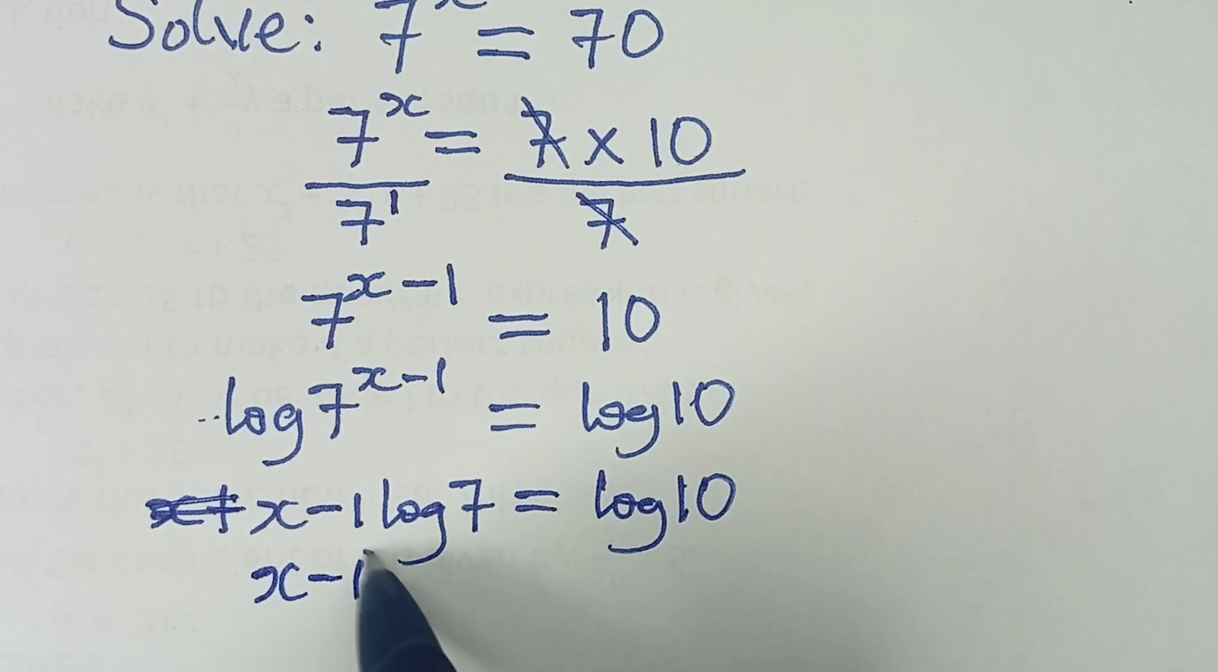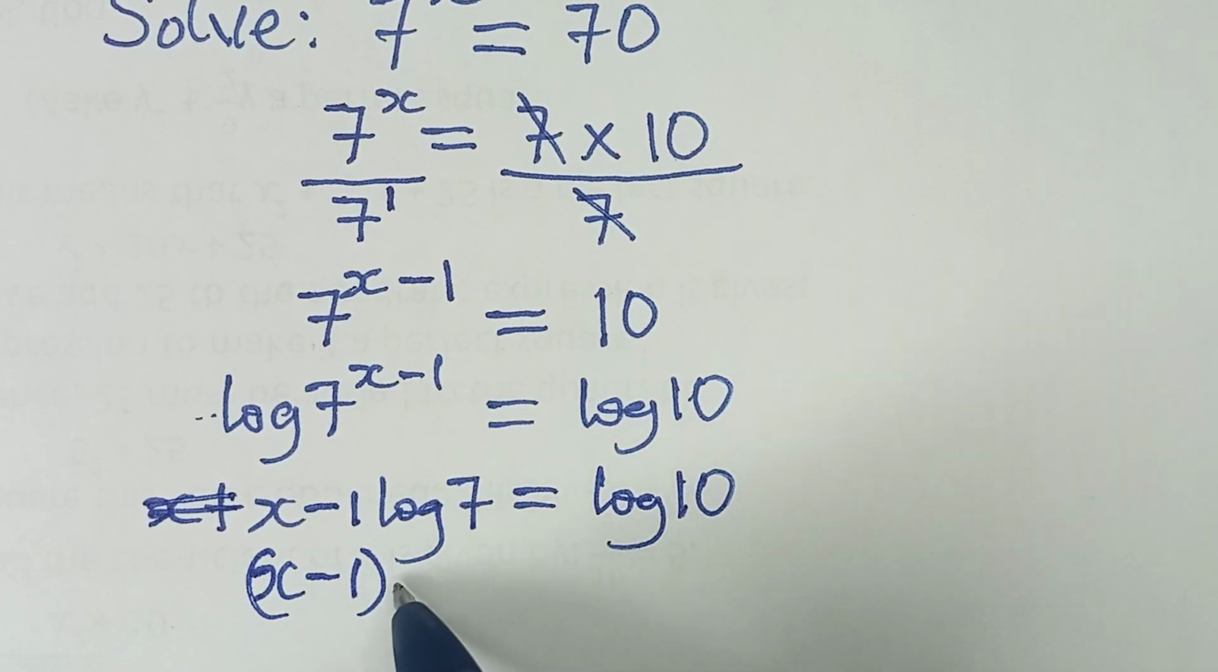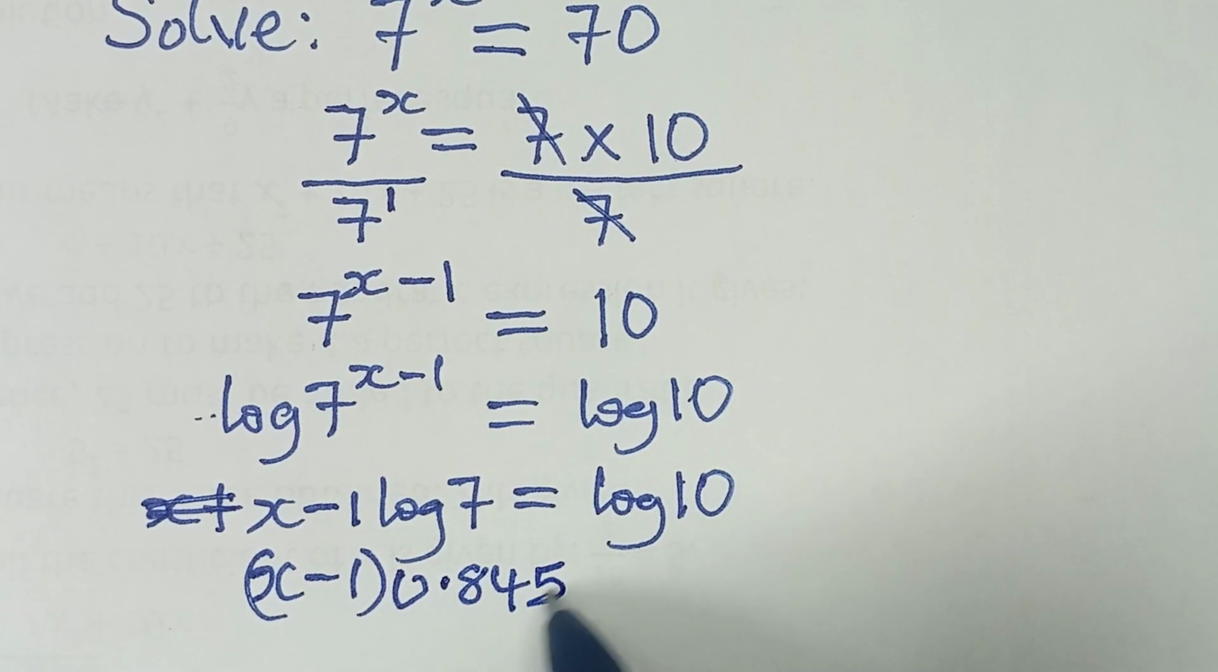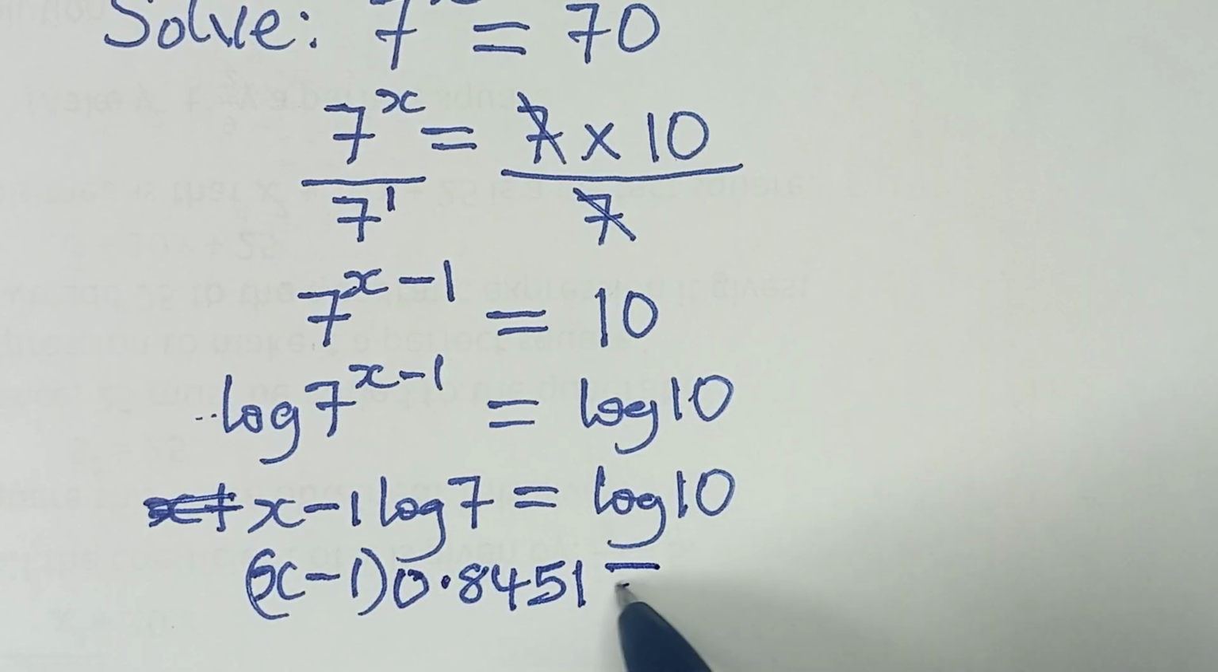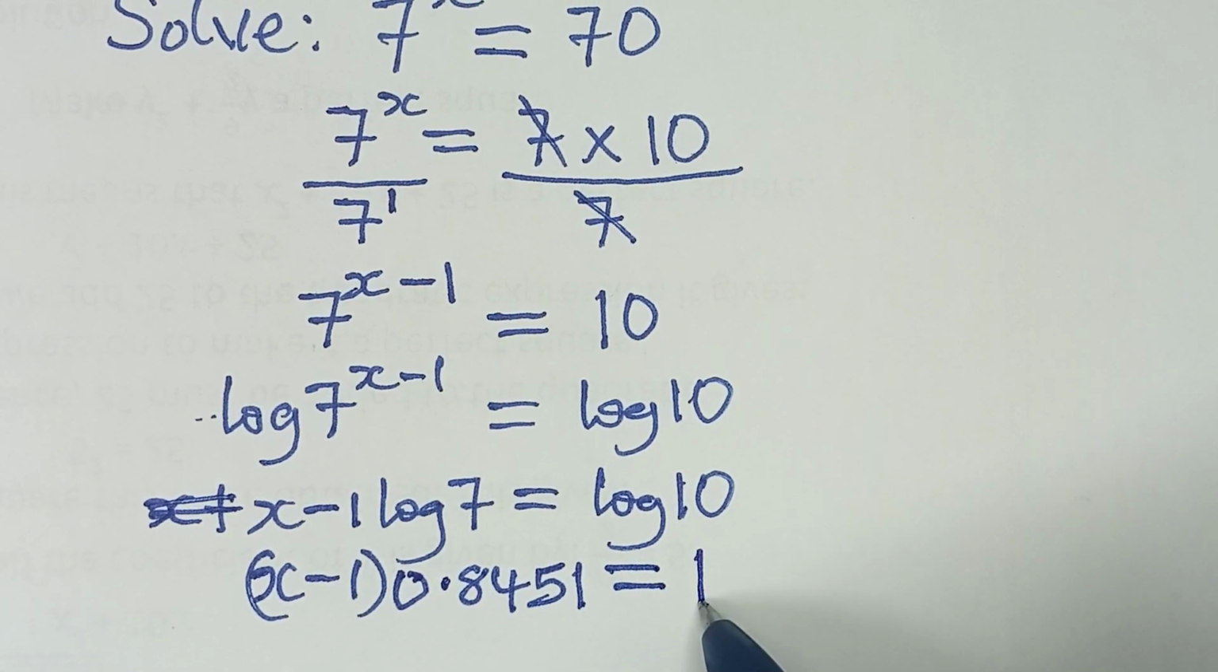When we press our calculator, log 7 will give us 0.8451 as the logarithm of 7. And then on this side, log 10 is 1.